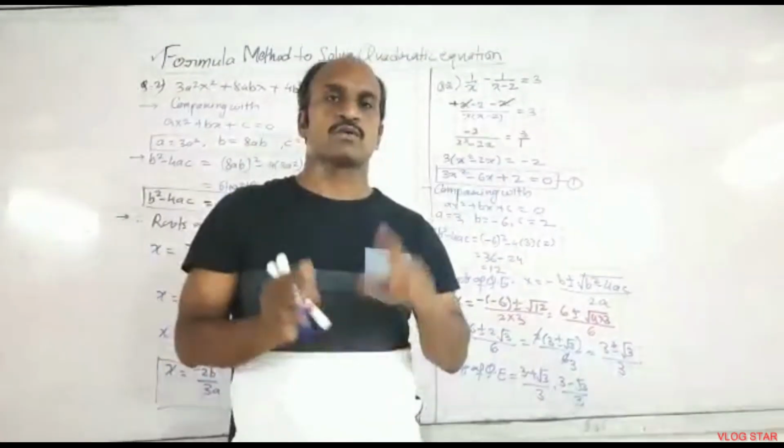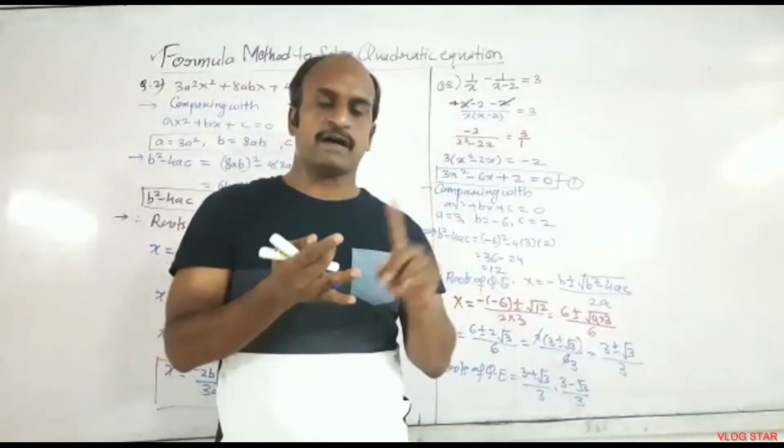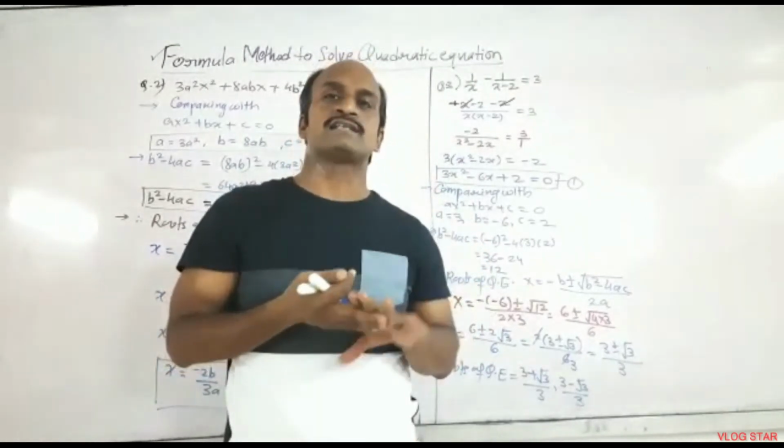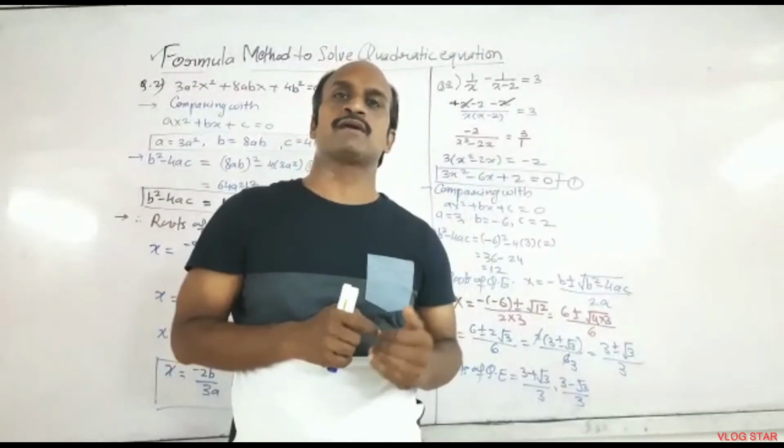So what you have to do? Follow 3 simple steps. Comparing with the standard form, find out the value of b square minus 4ac, substitute in the formula, and simplify that to get the roots of the given quadratic equation.